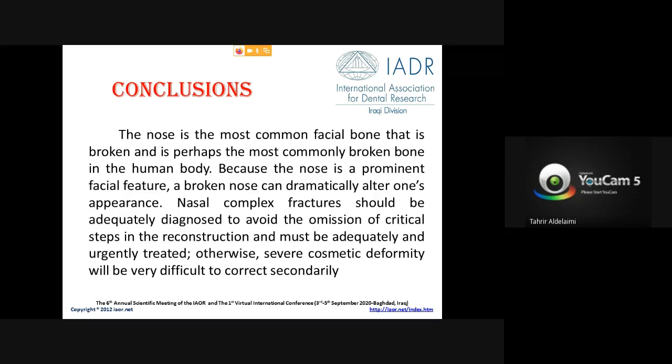Conclusions. The nose is the most common facial bone that can be broken, and it is perhaps the most commonly broken bone in the human body, because the nose is a prominent facial feature. A broken nose can dramatically alter the appearance of a person. Nasal complex fractures should be adequately diagnosed to prevent omission of critical steps in reconstruction, and must be adequately and urgently treated, otherwise severe cosmetic deformity will be difficult to correct secondarily.